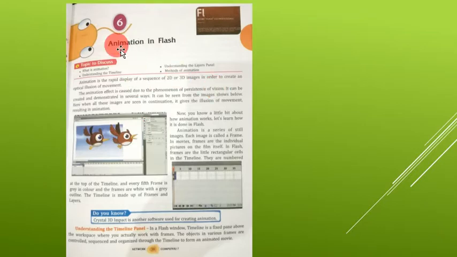Okay, so the animation effect is caused due to the phenomenon of persistence of vision. This is how it is caused. It is caused due to the vision. How? Because it is so fast that we are not able to differentiate between the images.